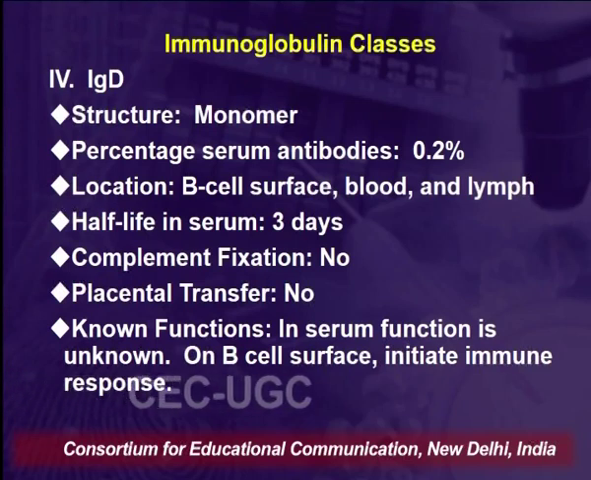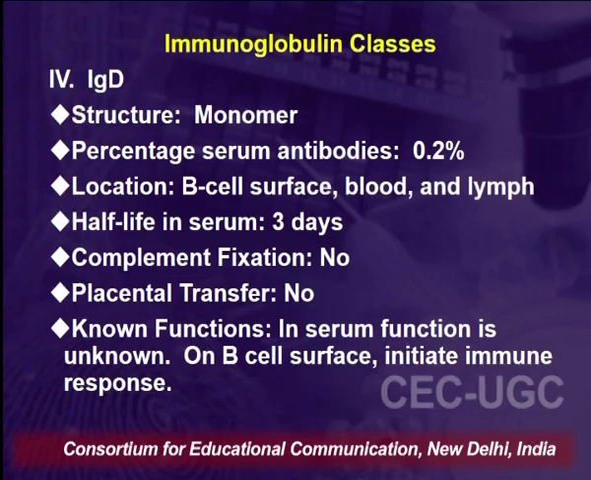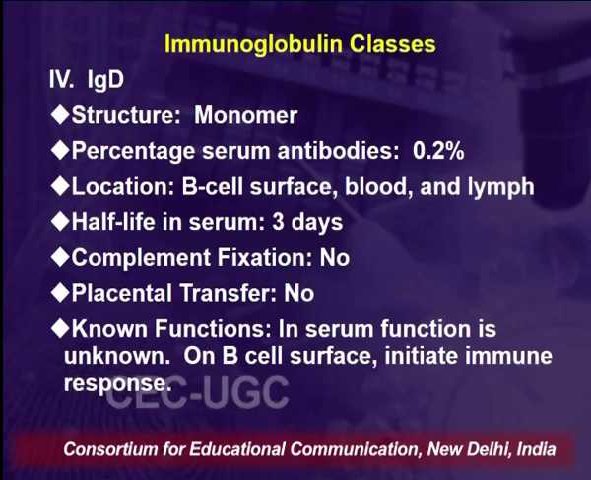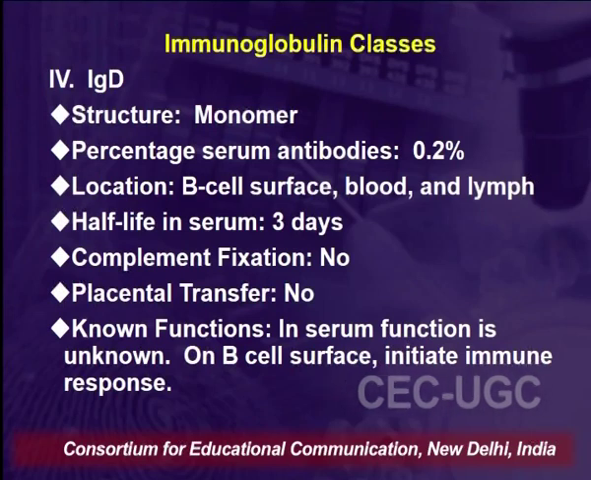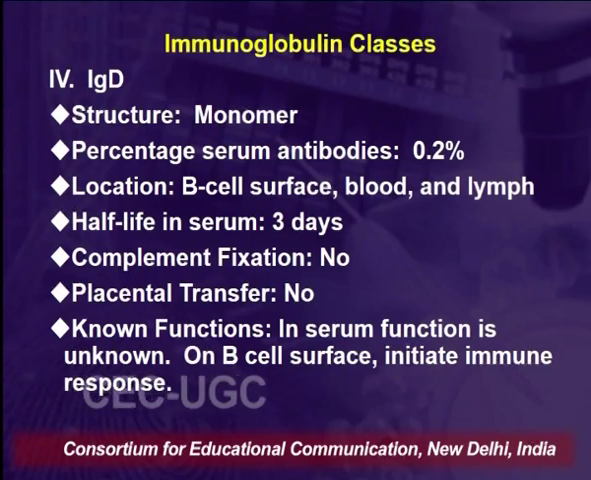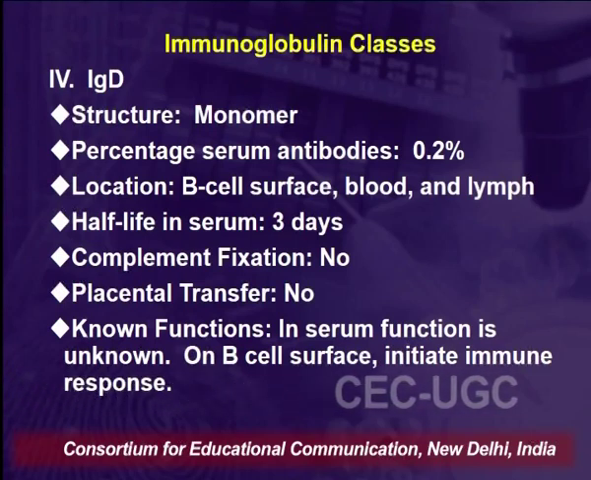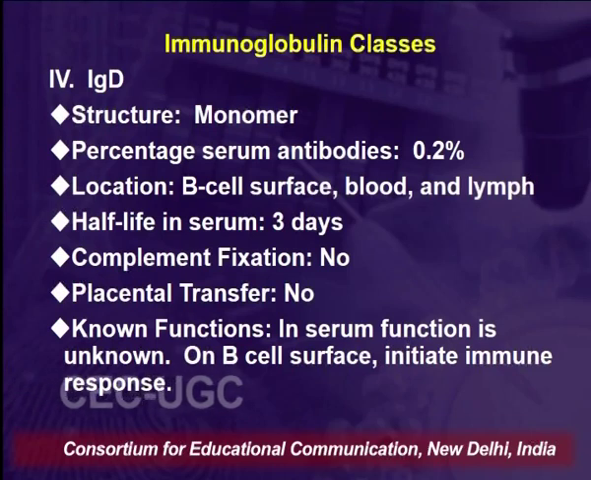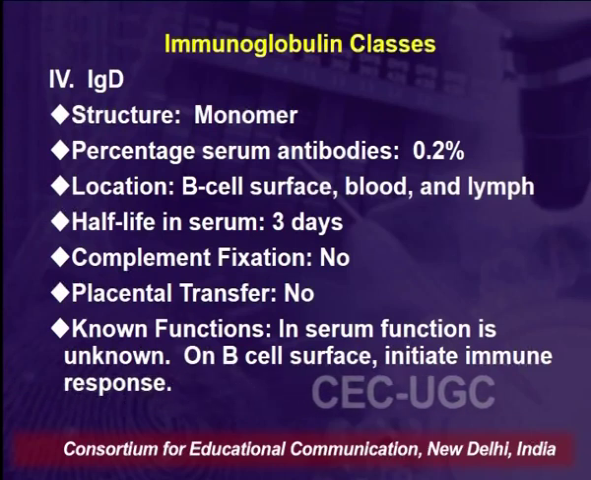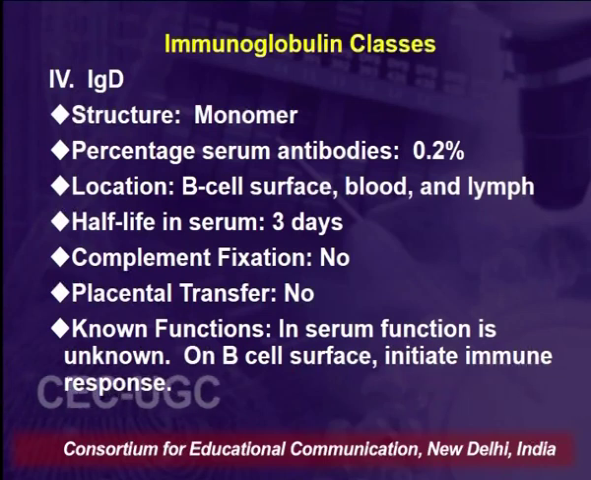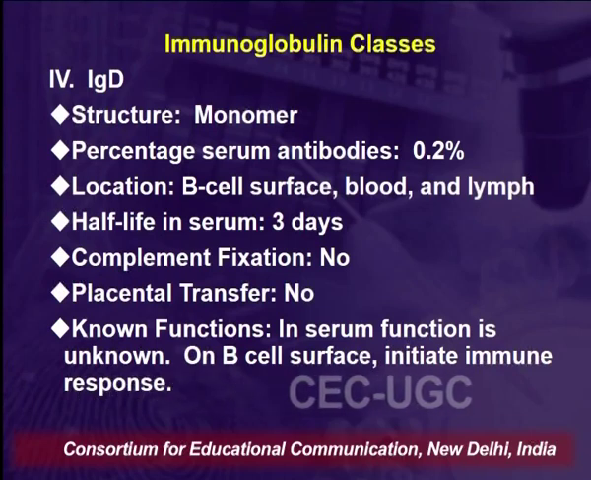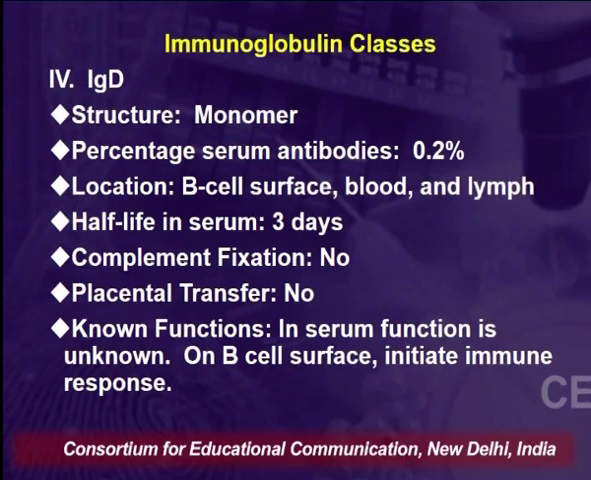IgE is the fifth class of antibody. They also have a monomer structure. They have the very least amount of percentage in serum antibodies, which is around 0.002%. Mostly IgE is found on the mast cells and basophils throughout the body. They are also found in blood. Their half-life in serum is 2 days. They do not work in complement fixation. They do not get transferred by the placenta, and they are mostly formed whenever we have any allergic reactions or lysis of worms. During that time, our body produces IgE, or immunoglobulin E.